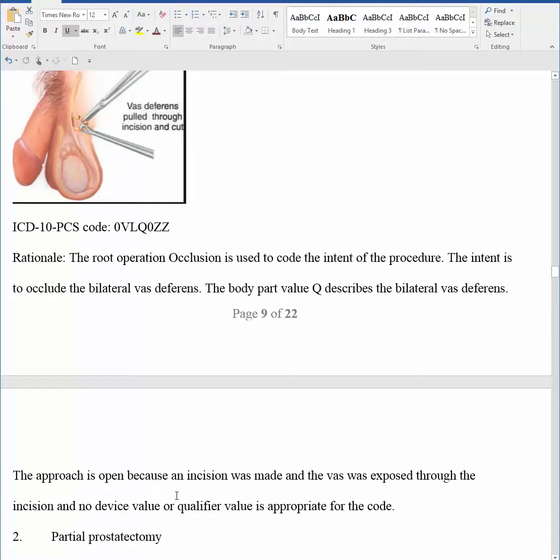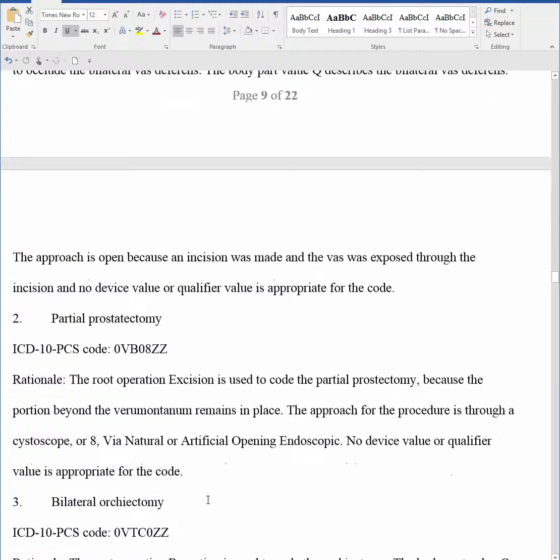And the physician makes an incision. It states in the clinical report, an incision was made overlying the vas. The vas was identified and brought through the incision. That means open surgical approach.